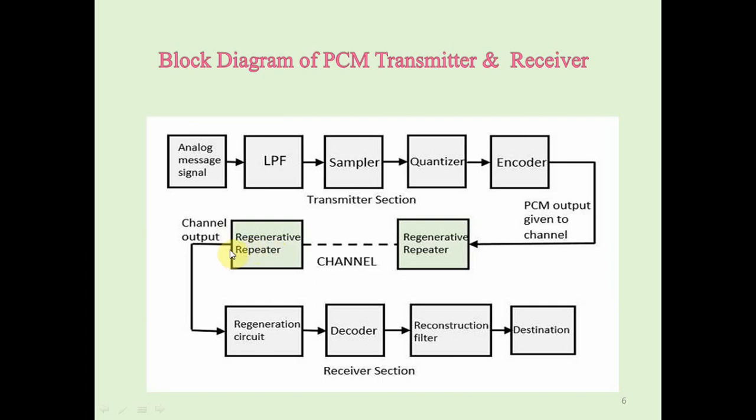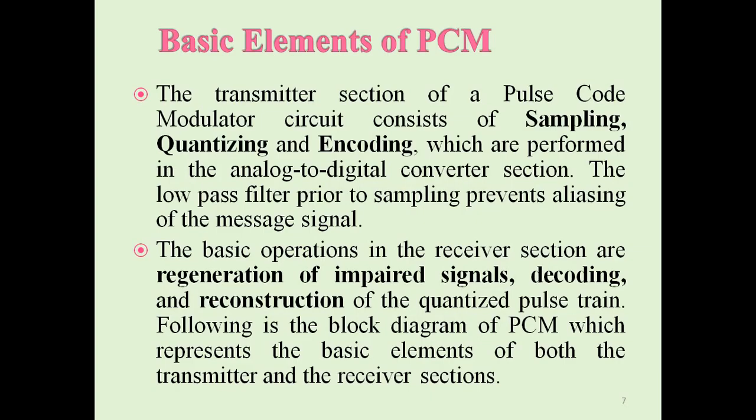Then the signal, in the form of digital representation, is received by the regeneration circuit, and the output of the regeneration circuit is given to the decoder, reconstruction filter and destination. At the destination we get the original analog signal sent by the sender or transmitter. Then we will look at the basic elements of the PCM one by one. The transmitter section of the pulse code modulator consists of sampling, quantizing and encoding, which are performed in the analog to digital converter section.